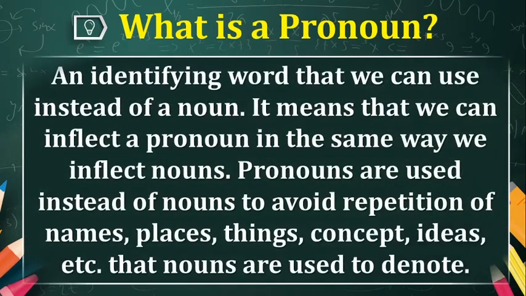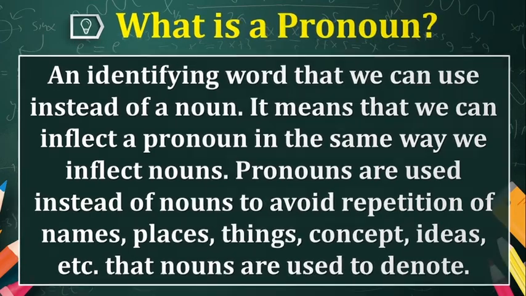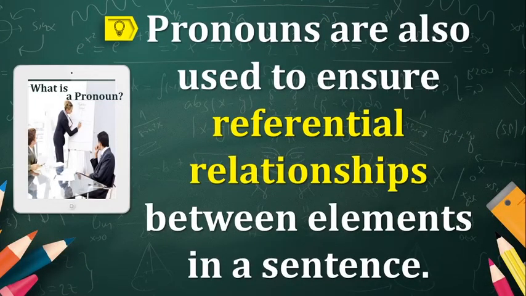A pronoun is an identifying word that we can use in the place of a noun. What does this mean? It means that we can inflect a pronoun in the same way we inflect nouns. Pronouns are used instead of nouns to avoid repetition of names, places, things, concepts, ideas, and so on and so forth that nouns are used to denote. Apart from representing nouns in sentences, pronouns are also used to ensure referential relationships, that is, to ensure that elements in a sentence hang together in an appropriate way.